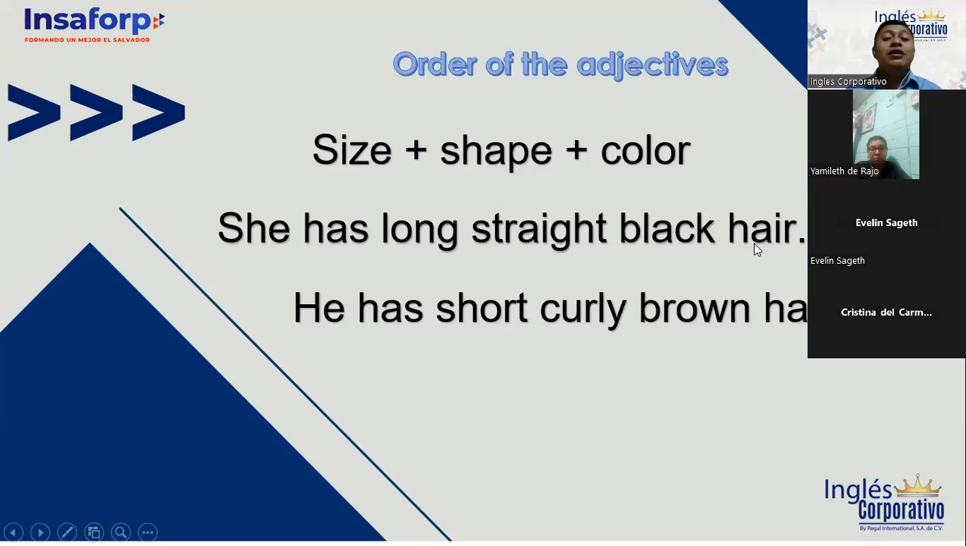En una sola oración. Ya no tengo que decir, she has long hair, she has straight hair, she has black hair. Lo digo en una sola oración, she has long, straight, black hair. Take a look at the next example, he has short, curly, brown hair.